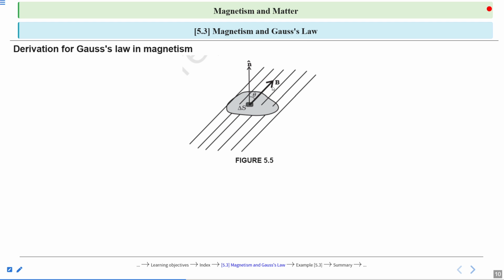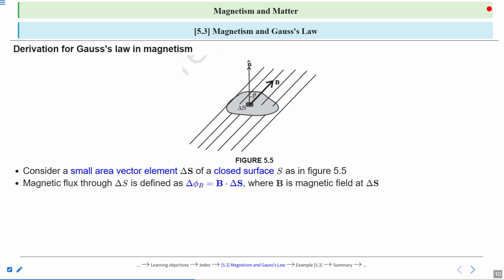And this is the direction of the magnetic field line. Theta is the angle between this area vector and the direction of the magnetic field line. This is figure 5.5. Consider a small area vector element delta S of a closed surface S as in figure 5.5. This is some closed surface. The surface area of this whole closed surface is S, so we are taking a very small area vector from this whole surface, that is delta S.